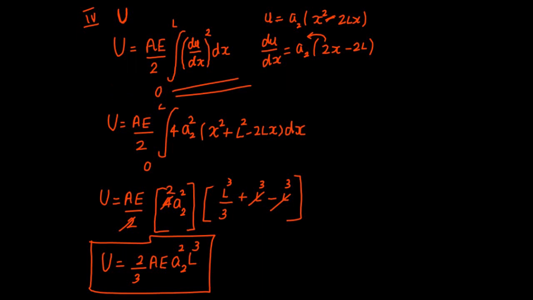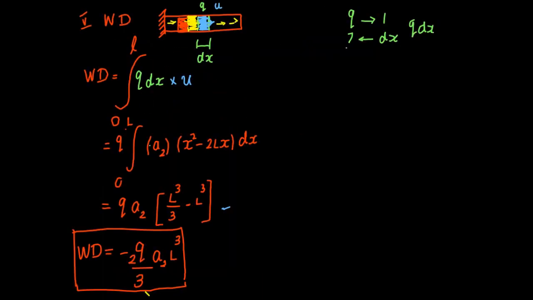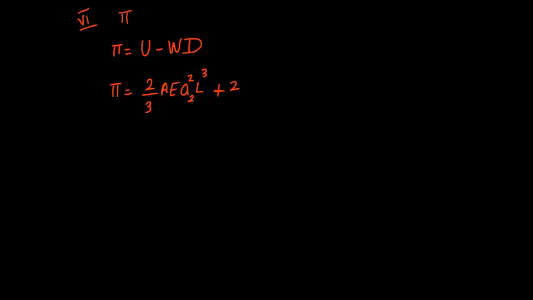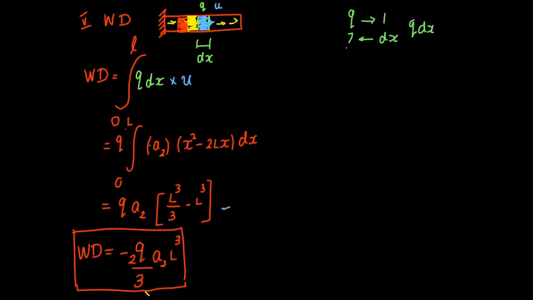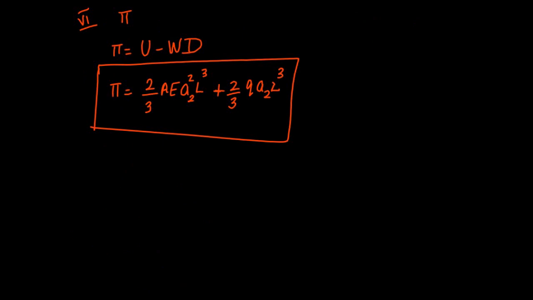So strain energy is 2 by 3 AE into A2 squared into L cube. Minus work done. You have the expression for work done, and that is minus into minus. It becomes plus now. It's plus 2 by 3 Q into A2 into L cube. So that is our step number 6. It is to find the potential energy, which is strain energy minus work done.